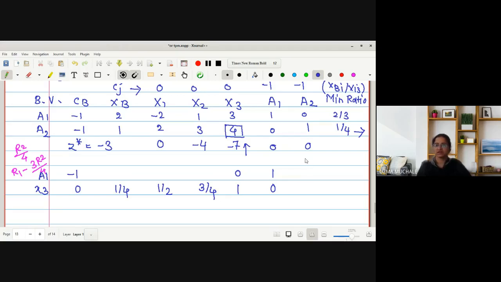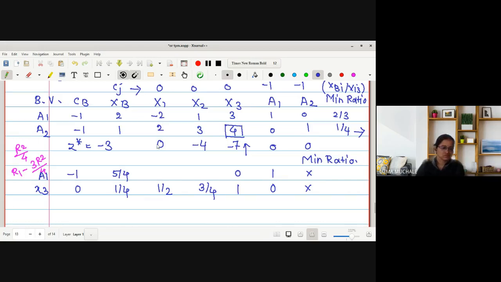A2 is there, no? Artificial, which is leaving the basis. Therefore, let me drop the entry and I will write the minimum ratio. Or you can make the cross symbols like this. Okay. Next, R1 minus 3R2/4. Tell me quickly. R1, 2 minus 3/4. 2 minus 3/4, 7 minus 2, 5/4.